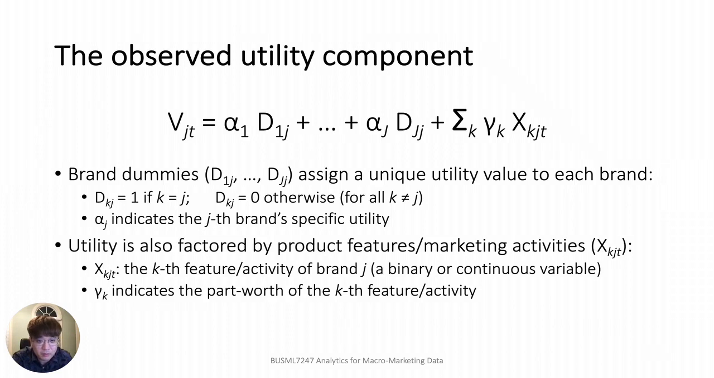The other component is the product feature and marketing activity component. Let x_jkt denote the k-th product feature or marketing activity for brand j. It can be a binary variable, such as whether there was a promotional add-on or not. Or it can be a continuous variable, such as the product volume or the ingredient content level, like sugar. Gamma k indicates the part-worth value associated with the k-th feature or activity, and the sum of the part-worth values is usually added to the observed utility component.